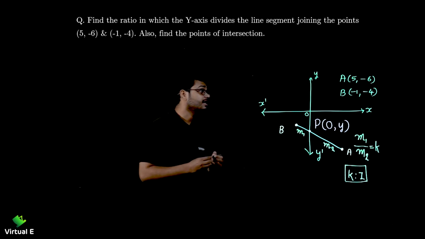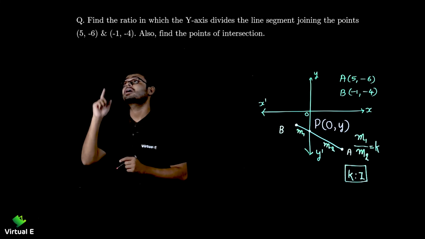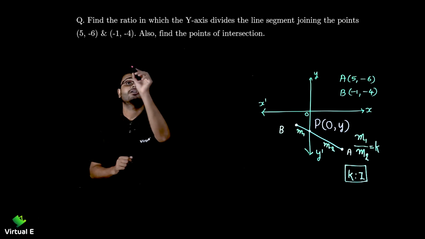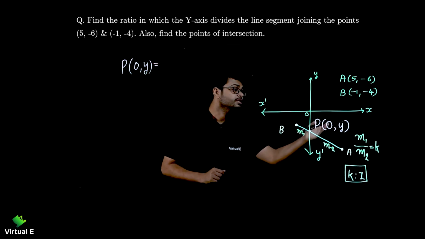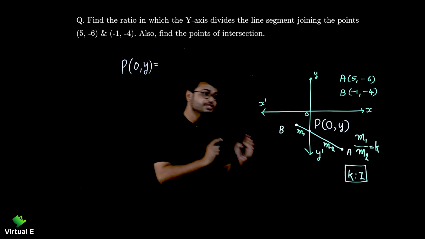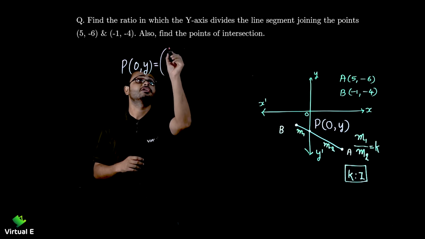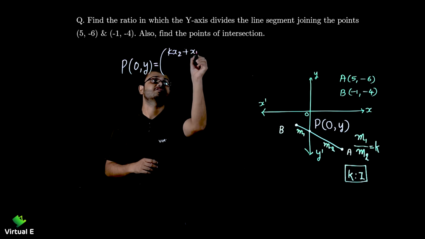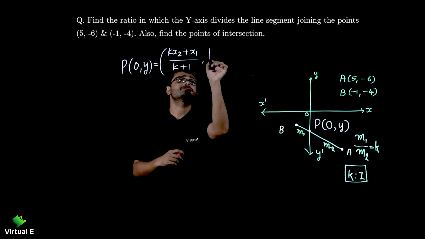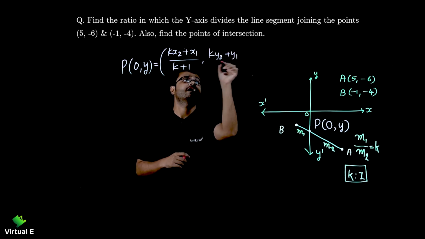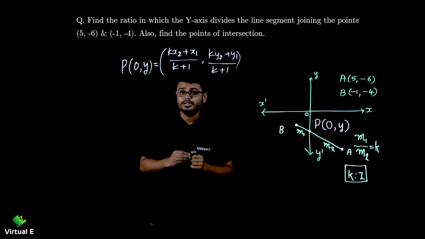So let's start. Which formula will I be using? Yes, the section formula, and in that also I am going to use the k formula. So let's write P(0, y), because the coordinates will be 0 and y, not x and y. Remember, x will be 0 because the point is on the y-axis. Okay, so let's write the formula now, which is (kx2 + x1) divided by (k + 1), comma, we need to write the same for the y-coordinate, which is (ky2 + y1) divided by (k + 1). Done. Now let's substitute the values, whatever we know so far.